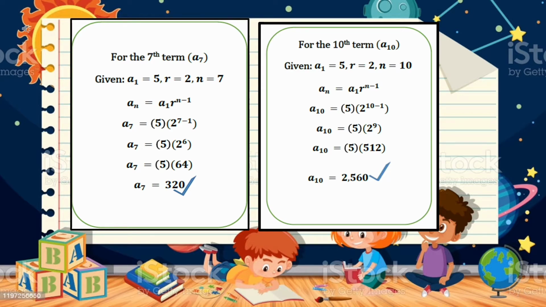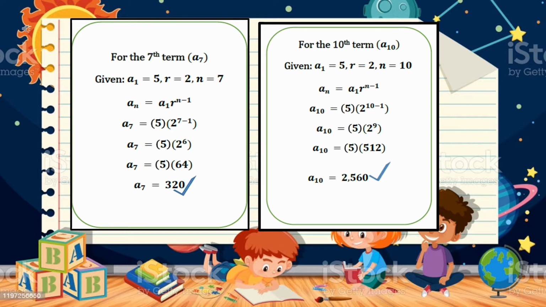Find the 7th term given a sub 1 is 5, r is 2, and n is 7. So we have here the solution. a sub n equals a sub 1 times r raised to n minus 1. Substitute 7 on n, and a sub 1, the first term, is 5, times r is 2, n again is 7 minus 1. So a sub 7 equals 5 times 2 raised to 6. We got 6 because we subtracted 1 from 7.